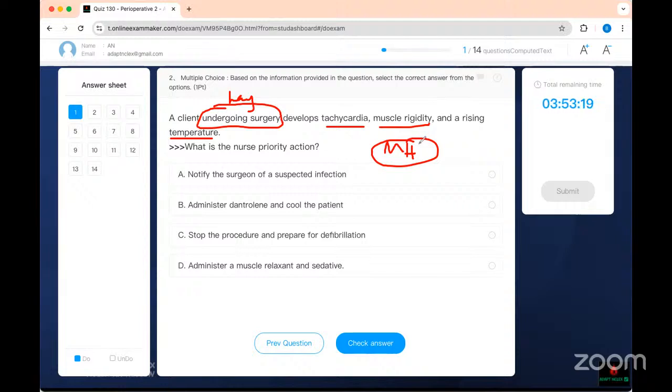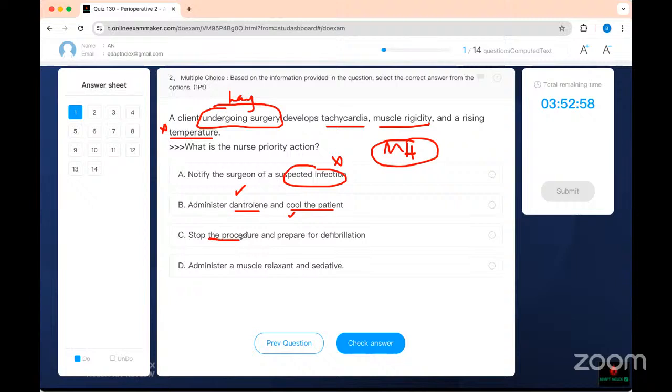So think about it now. Based on that, suspected infection is gone. Test taking strategy, right? Dantrolene and cooling. Even if you don't know, one said give the patient medication and cool them. If I cool you, I will help with your temperature. So that may be the right answer, right?